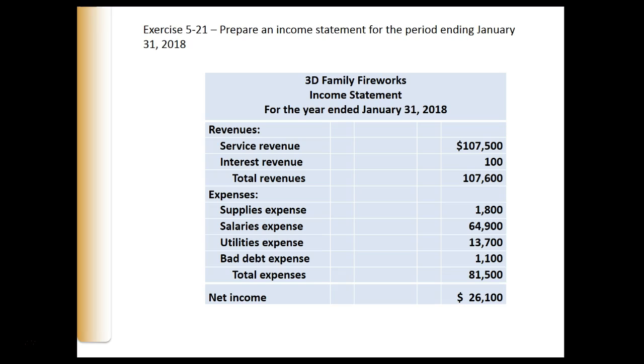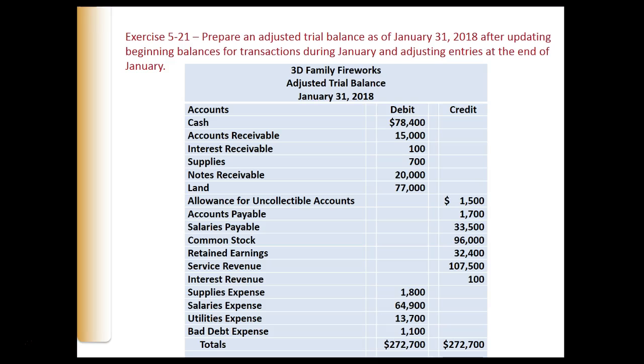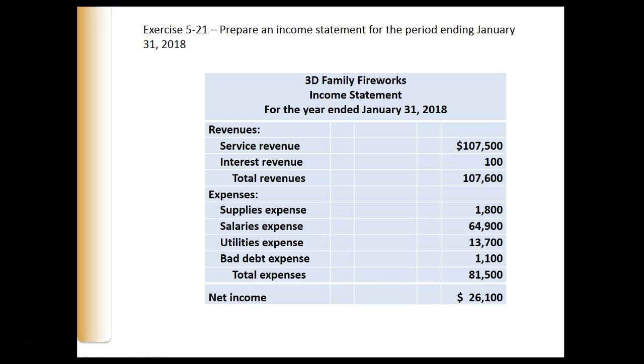Then it asks us to prepare an income statement. Now again, if you look back on your adjusted trial balance, the income statement is going to be the bottom portion of revenues and expenses. So we gather that information from the adjusted trial balance. That gives us a net income of $26,100.